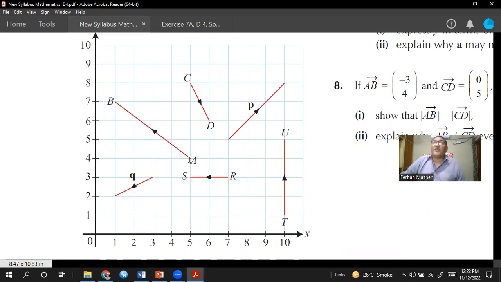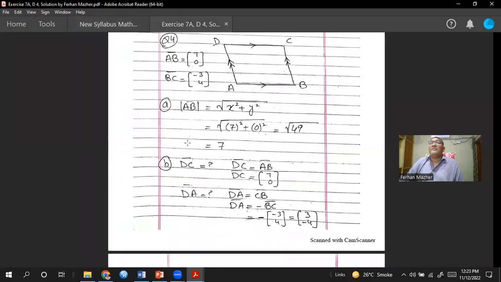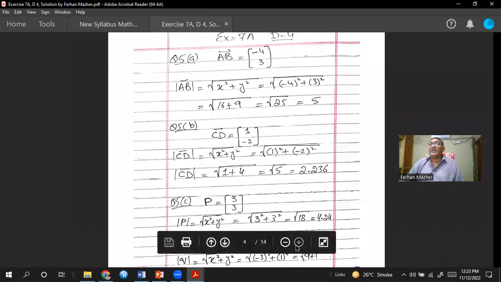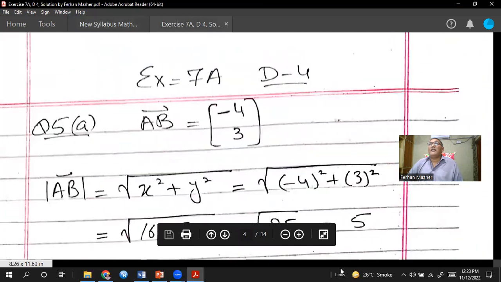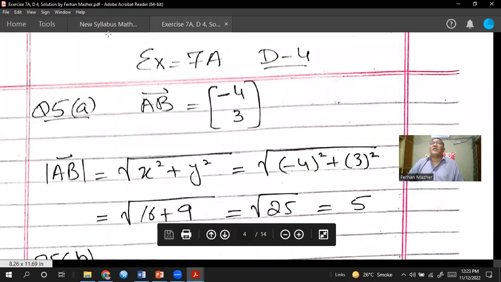So this is the starting point of the AB. This is the terminal point of the AB. This is the tail of the AB. This is the head of the AB. So on the x-axis, how much will I move, and on the y-axis, how much will I move? For example, 1, 2, 3, 4. So I have moved 4 steps to the left, and so it means that it will be minus 4. And how much on the y-axis do I have to move? 1, 2, 3. So you moved up, so it will be positive. So the column vector of the AB will be minus 4, 3.